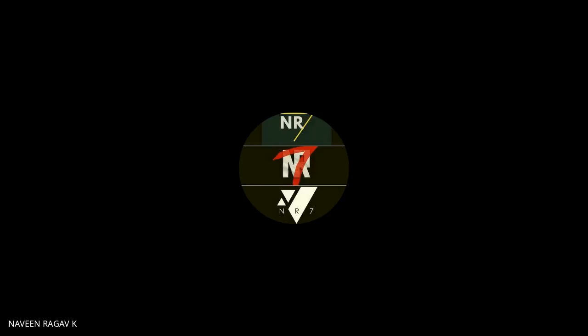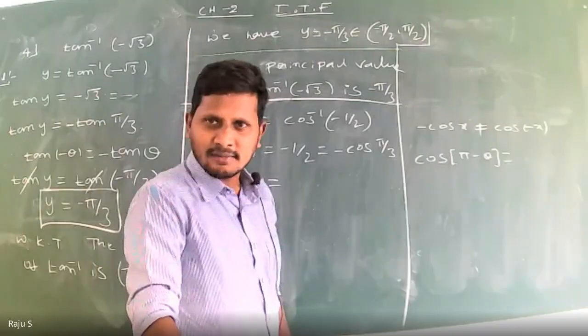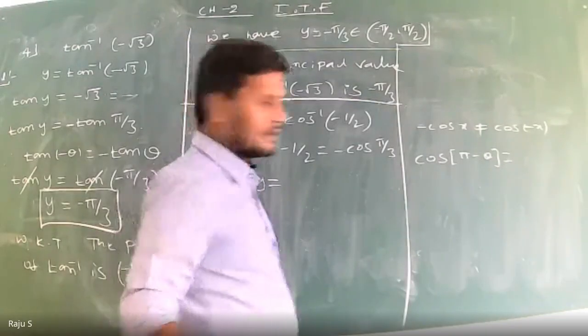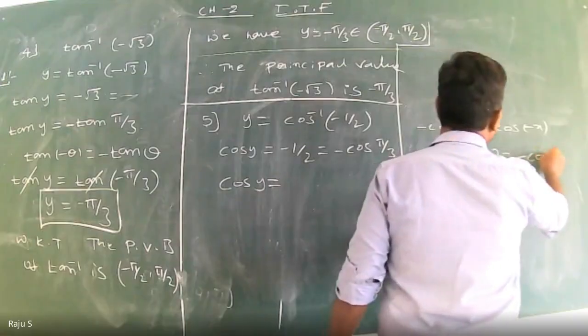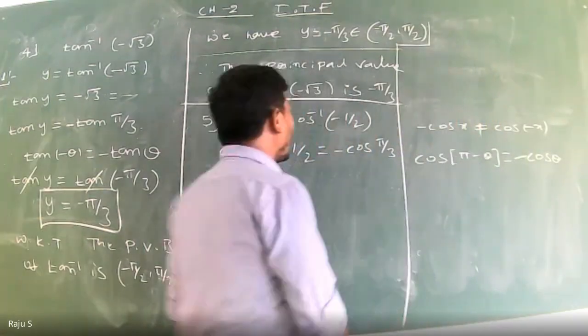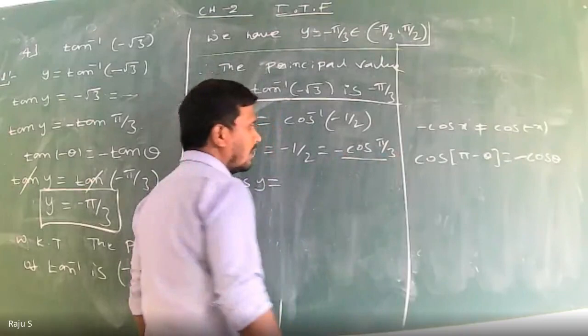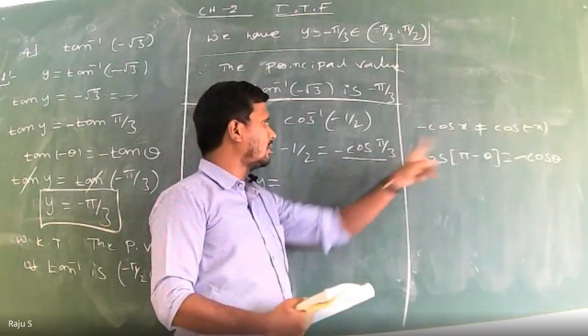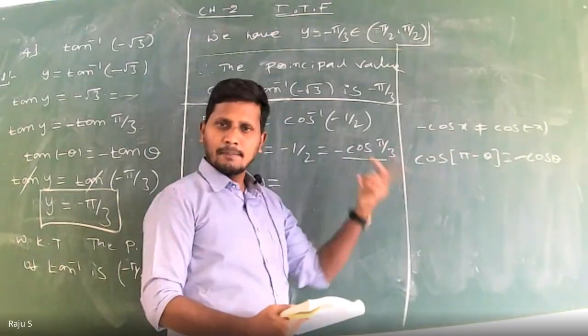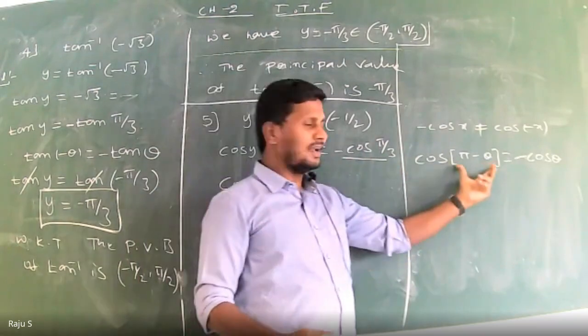Minus cos theta. Plus cos theta or minus cos theta? Minus, yeah, minus cos theta. Now see here, the RHS is in the form of minus cos theta. The theta value is pi by 3. So now we can write it in this form.